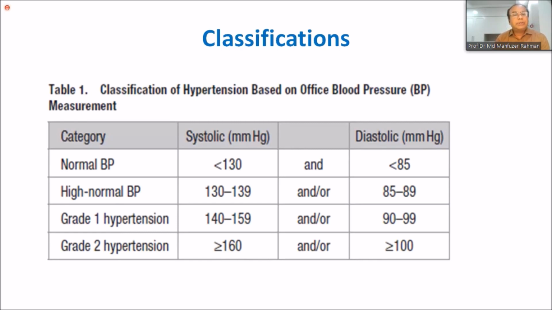Hypertension is said when the blood pressure is equal to or more than 140 systolic and/or diastolic 90 or more than 90 millimeter of mercury. Grade 1 is 140 to 159 and/or diastolic 90 to 99. Grade 2 is whenever the systolic is 160 or more and/or diastolic 100 or more. This is based on the European Society of Hypertension latest guidelines.